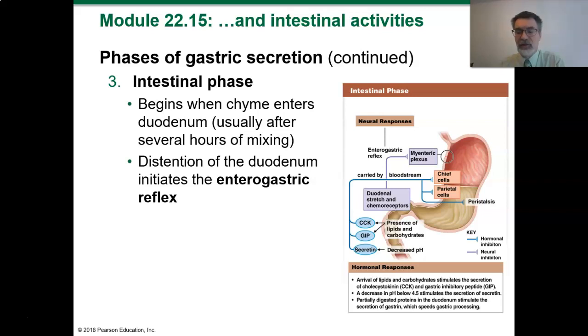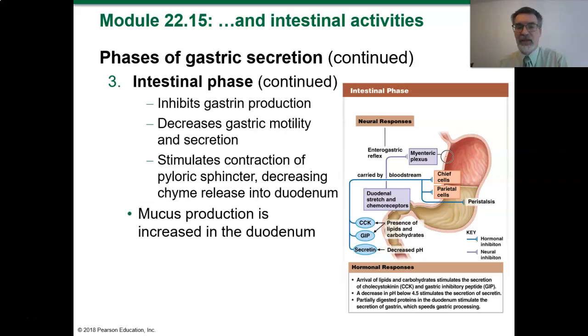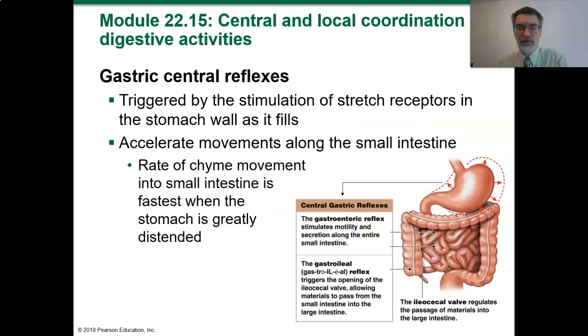But again, when the intestines detect all of these components entering the intestines, we're now entering the intestinal phase. All of those factors, the CCK, the GIP, the secretin, are going to stimulate gallbladder and pancreatic activity, but also block gastric activity. Right? So we're going to inhibit gastric production, decrease gastric motility, and stimulate pyloric sphincter relaxing, so more chyme can enter into the intestines, right?